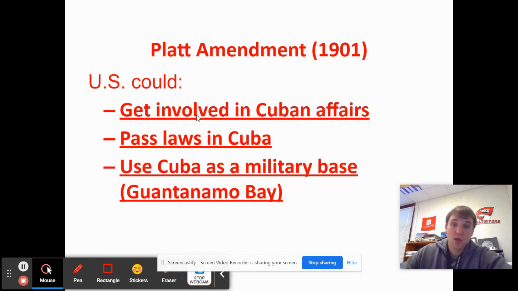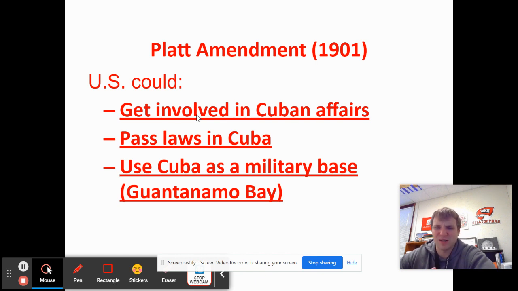However, as soon as Cuba started being an independent country, first things first, you got to set up a constitution. You got to organize your government. And the Platt Amendment, which was tacked on to Cuba's constitution, really gave the United States an increased ability to control Cuba, because the United States could get directly involved in Cuban affairs. Anything that was going on with Cuba, the United States was in the know.